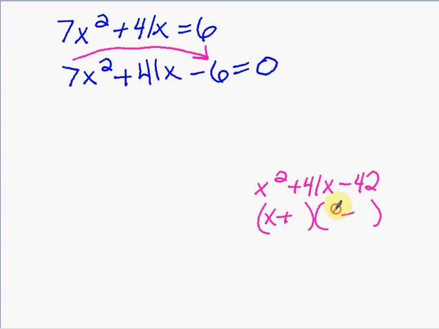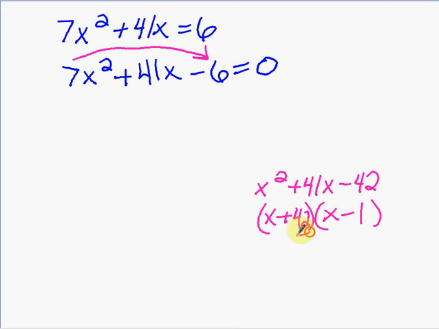X squared is x and x. And I need two numbers that multiply to give me this and add to give me this. And this is what everybody forgets. 42 and 1. If I multiply, I get negative 42. If I add, I get positive 41, so that's good.